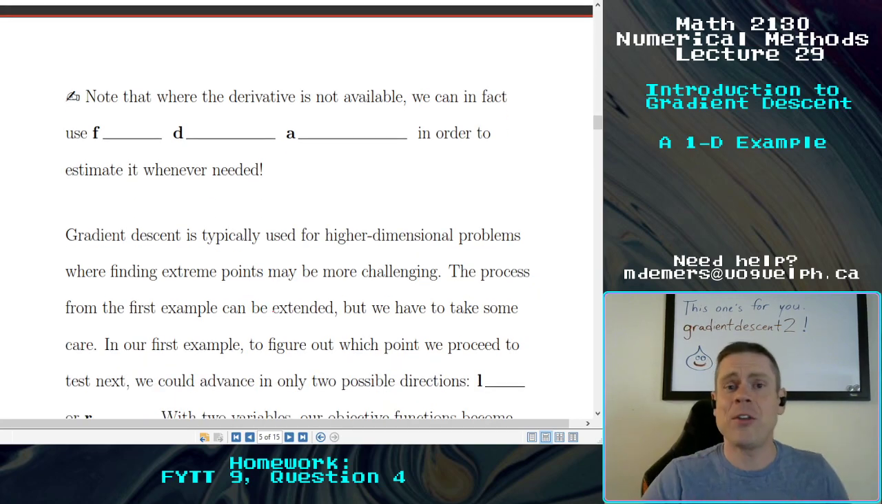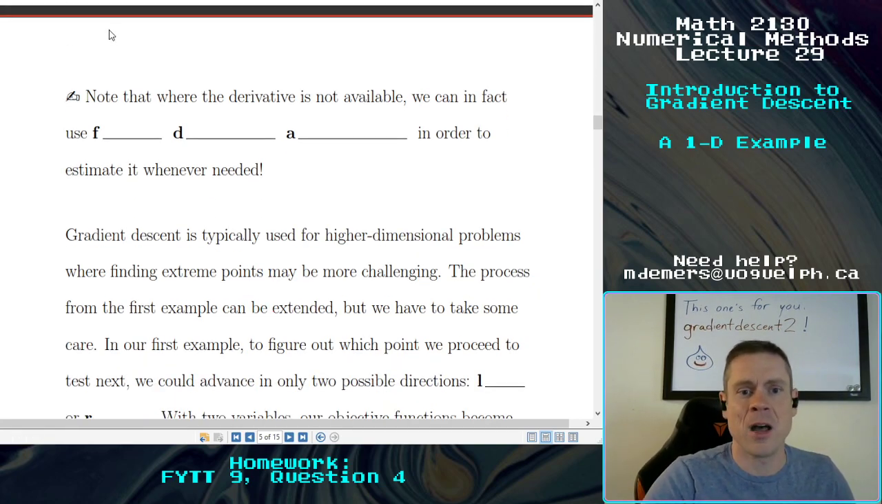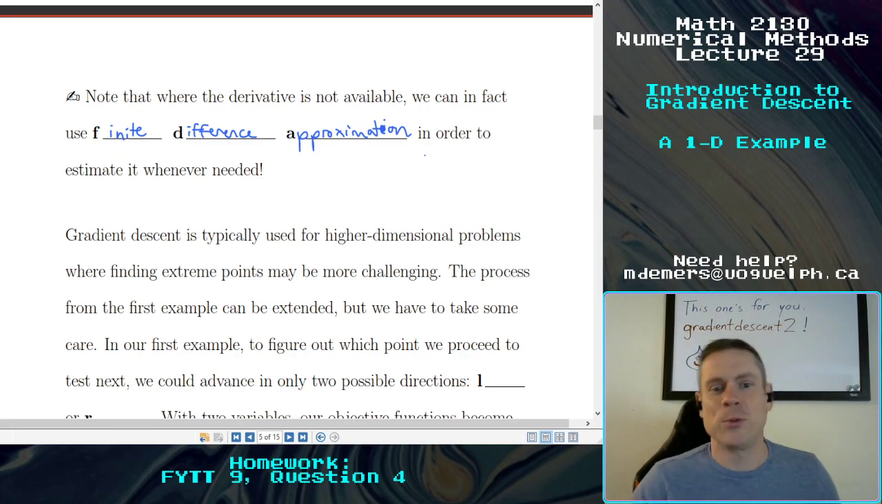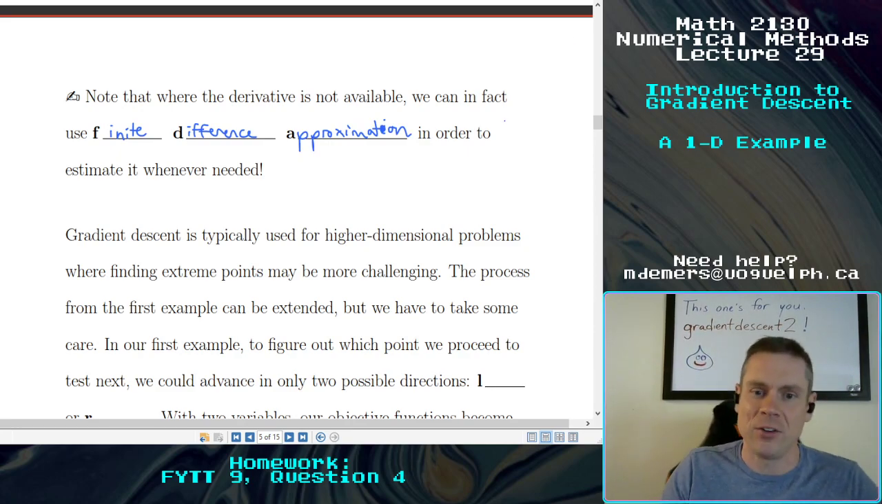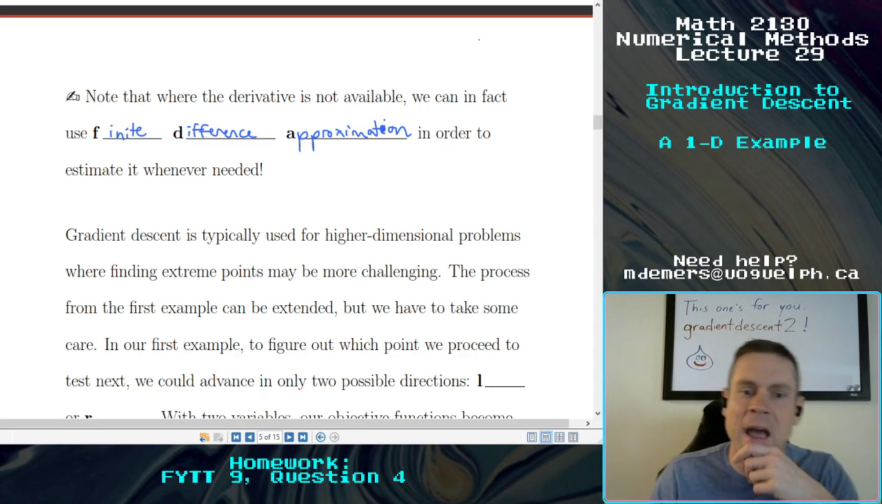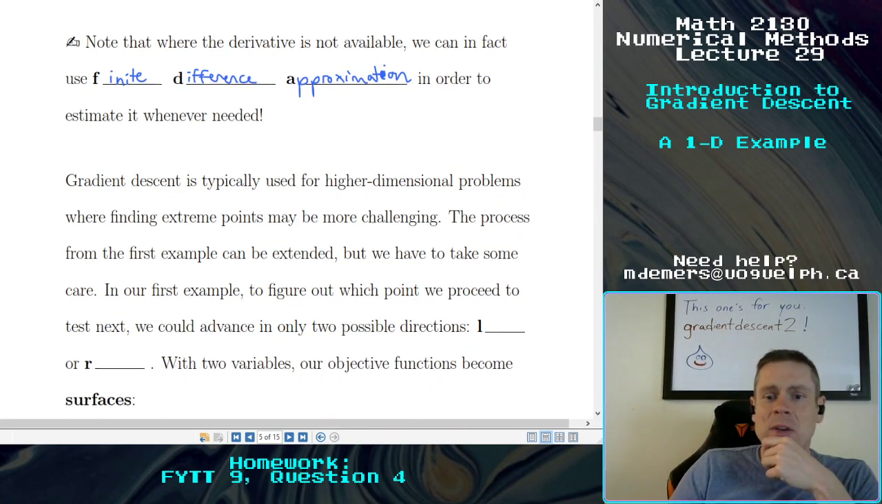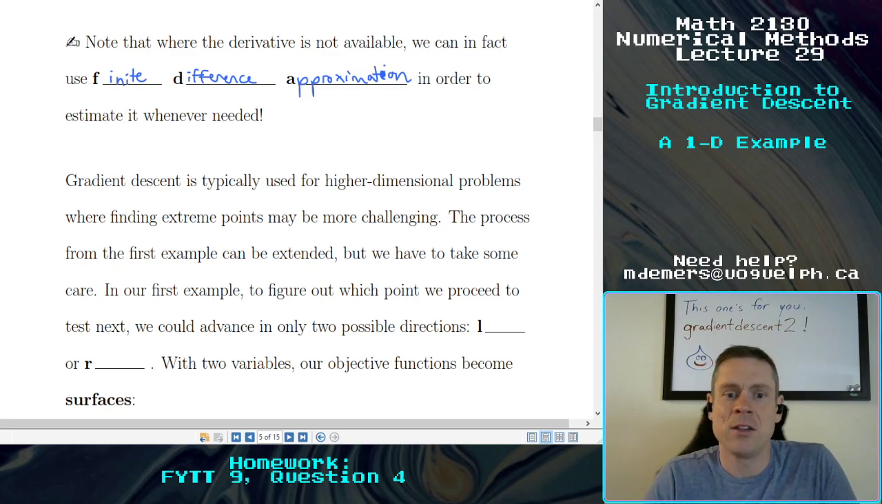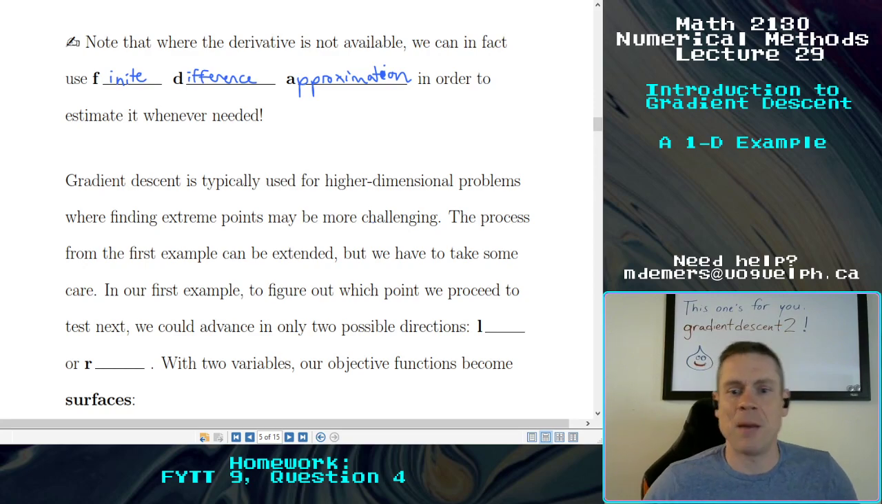Okay, if you don't have the derivative, I just wanted to do a little bit of a note here. From a week or two ago, you could use finite difference approximations if you needed to estimate. A finite difference approximation would let us estimate the derivative if you needed to. But here we're going to work under the assumption that we have derivative information. So yeah, as I said, this is a technique typically used for higher dimensional problems, and finding extreme points can be more challenging there. So the process from the first example can be extended, but we have to take some care.